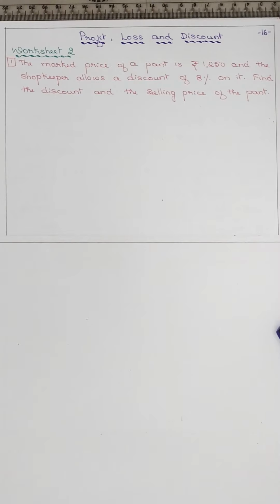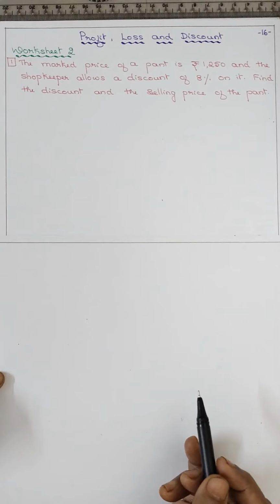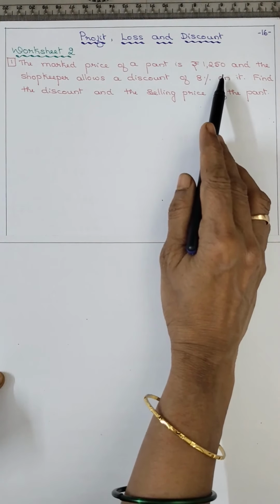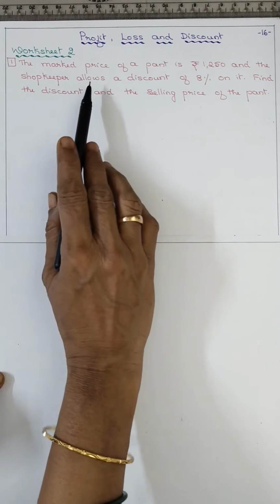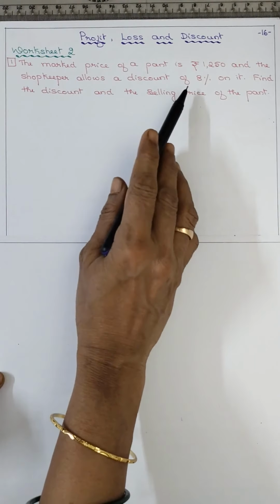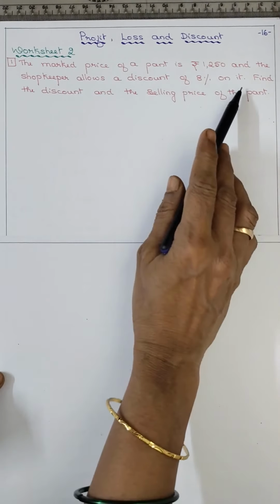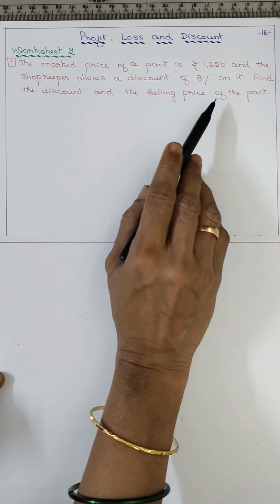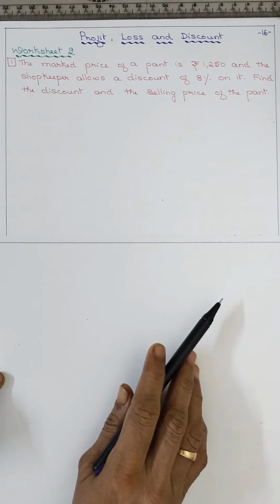We are discussing the lesson Profit, Loss and Discount. Today we will discuss the worksheet 2. Question number 1. The marked price of a pant is 1250 rupees and the shopkeeper allows a discount of 8% on it. Find the discount and the selling price of the pant.